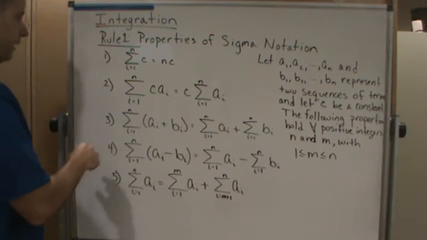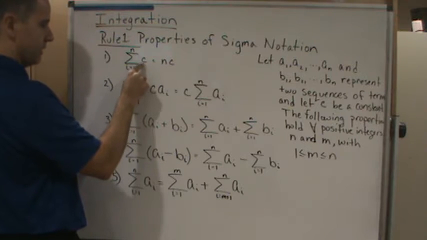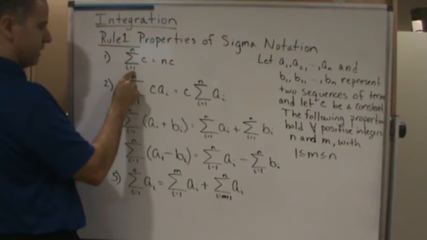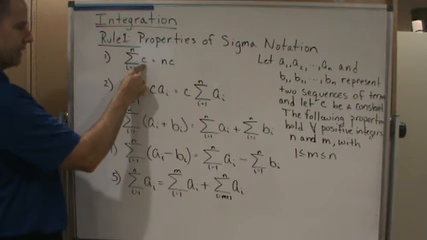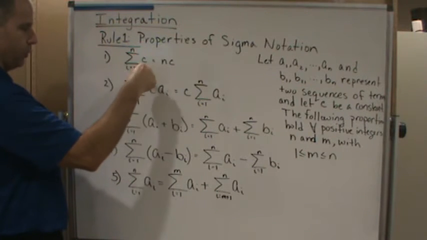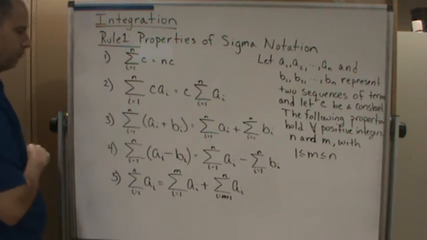Here it says for any sum of a constant, since the constant is not dependent on the index, you basically just keep adding c over and over again. How many times? N times. So you get n times c.